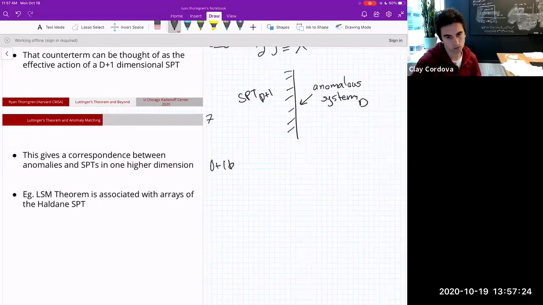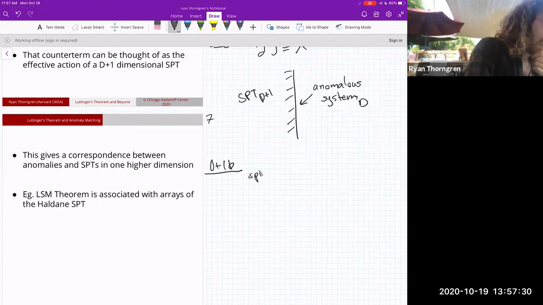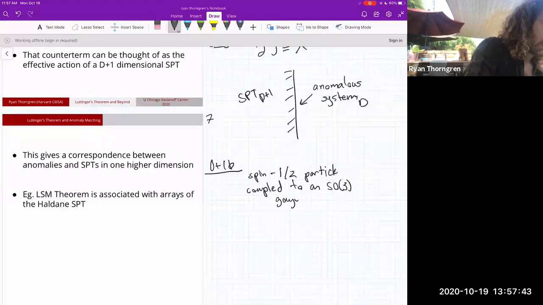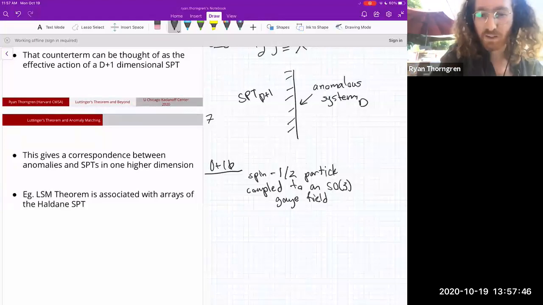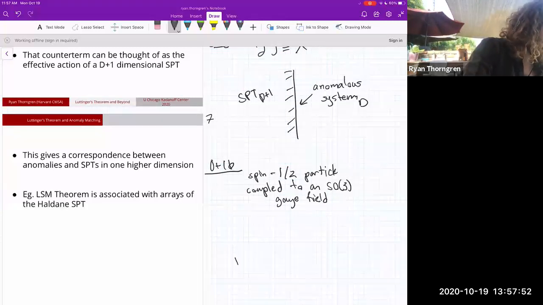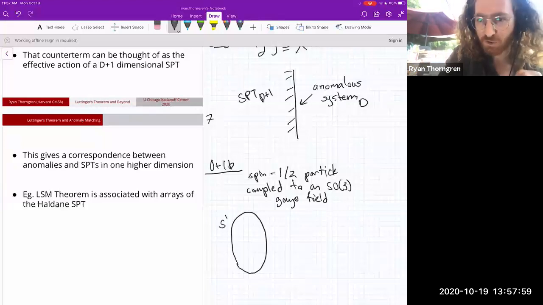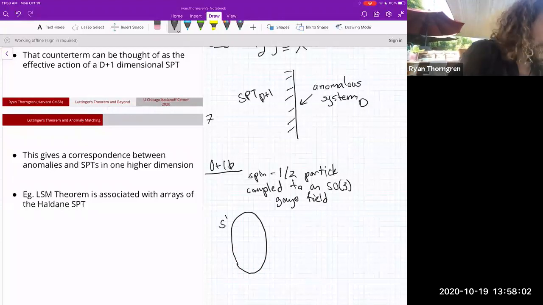So as a baby case, consider a system in 0 plus 1 dimension, so just a spin 1/2 particle, and we couple this to an SO3 gauge field, and we'll show that you can't do this in a gauge invariant way. And basically the reason, if you think about the world line of this particle, so it travels through some S1 world line, gauge transformations are going to be maps from this S1 into SO3.